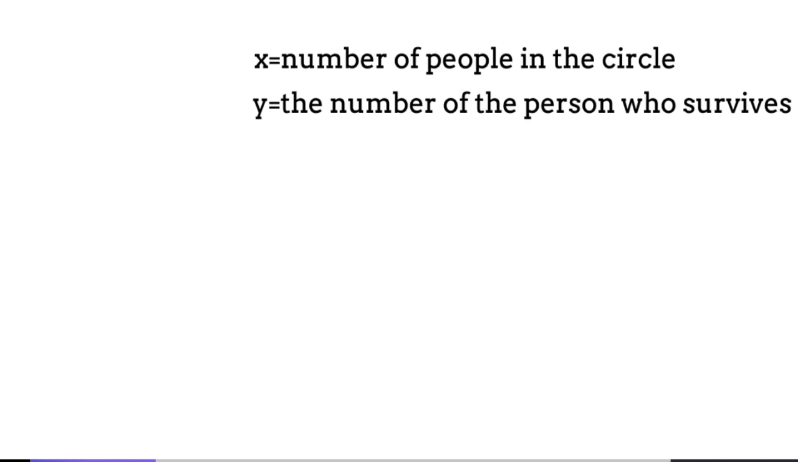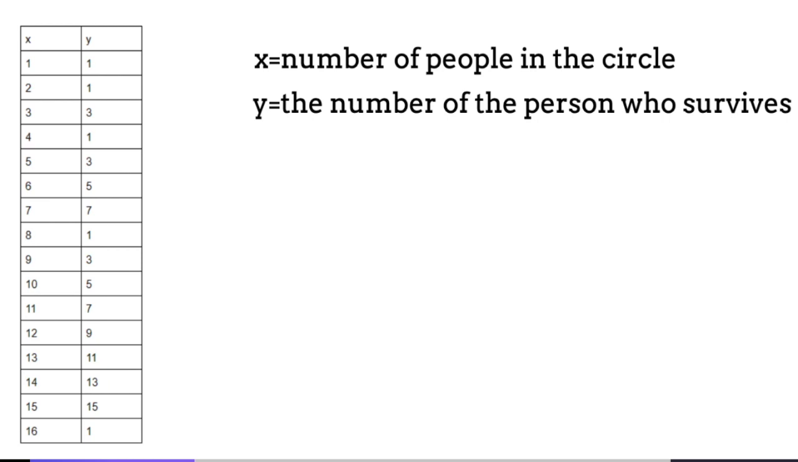For example, when there's one person in the circle, the first person obviously wins because there's only one person, no one to kill. When there's 2 people in the circle, the value of y is 1 because the first person kills the second person, so therefore the first person survives. We've seen examples of 4 and 8, and using the same process, we can continue to collect data points for every number from 1 to 16.